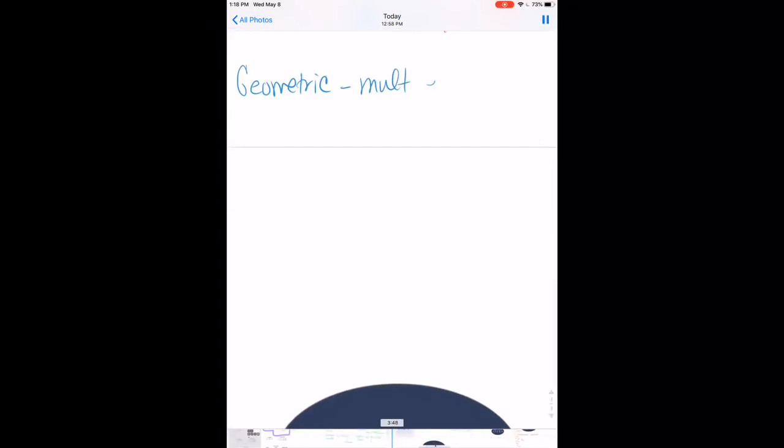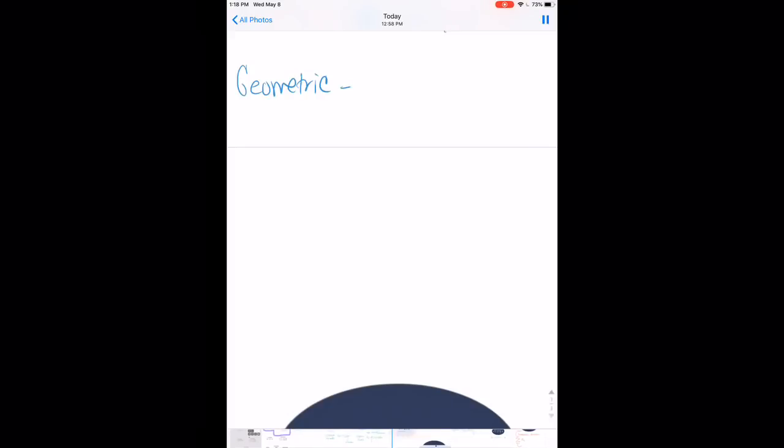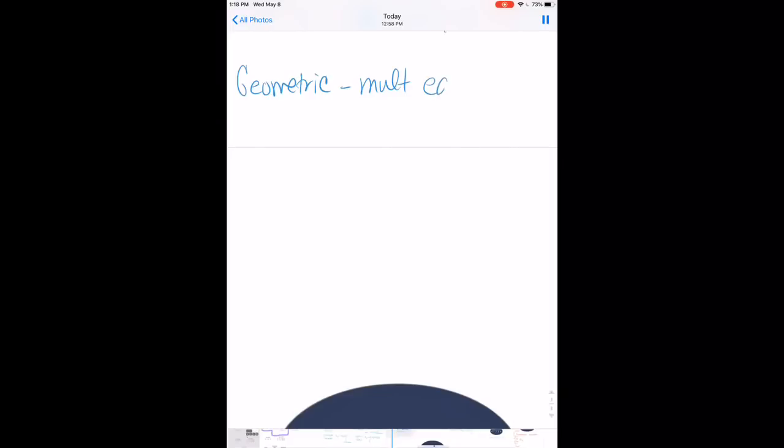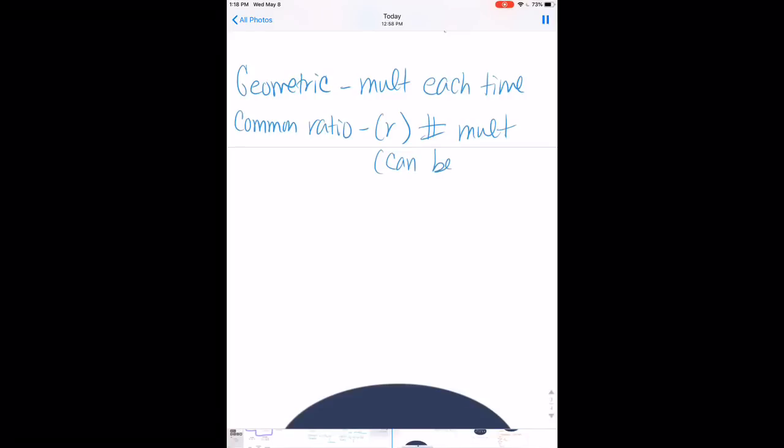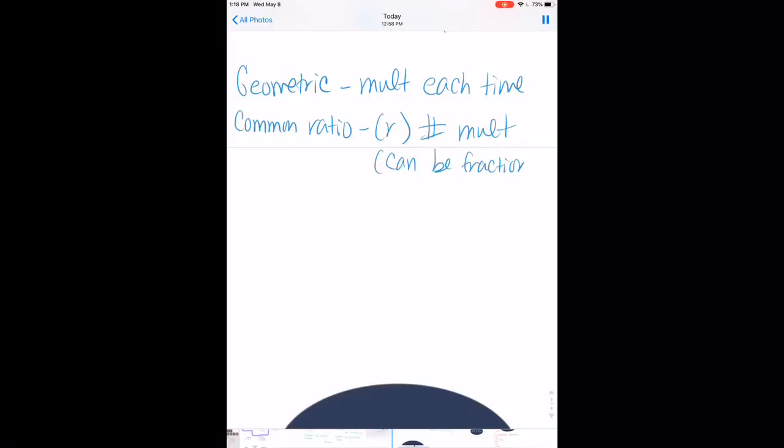All right, next is geometric. So go ahead and write down geometric, and that is when you multiply each time. I feel like you might be saying something like, what about dividing? Well, you could be multiplying by a fraction, which would be the same thing as dividing. So geometric is multiplying every time. So your common ratio is what you have instead of a common difference. I'm going to use R, and this is the number you're multiplying each time to get from term to term. And like I said a second ago, it could be a fraction. So you could be multiplying by 1/2 every time, and that would be geometric.